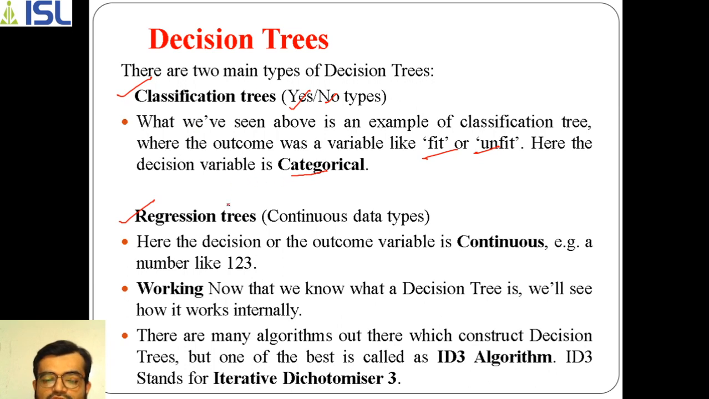The next thing is regression trees. Regression trees are also a type of supervised learning strategy, where it uses continuous data types. It will give you an output as a number, something like 123, which is given here as an example.